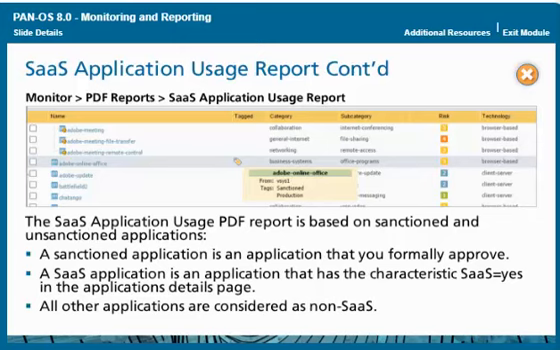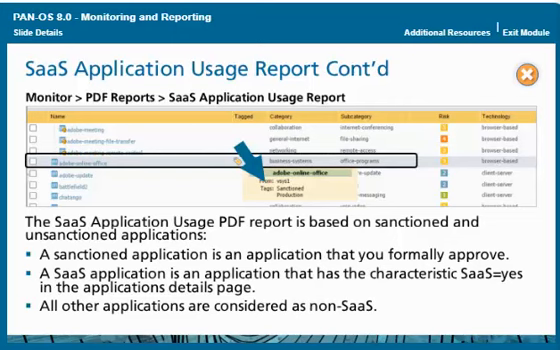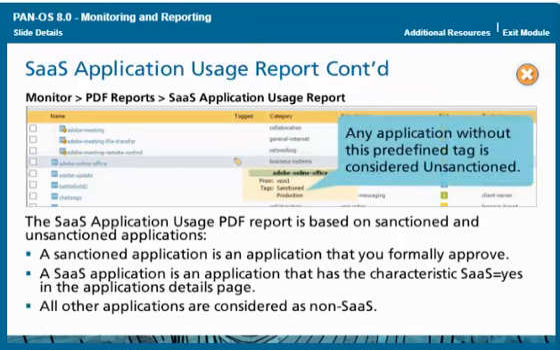To indicate that you have sanctioned a SaaS or non-SaaS application, you must tag it with a new predefined tag named Sanction, as in the example. The firewall and the Panorama Management Server consider any application without this predefined tag as unsanctioned for use on the network.